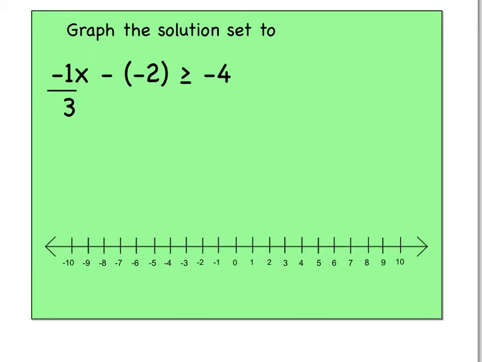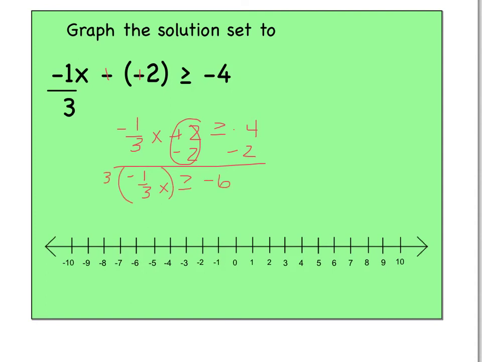The next one I want to rewrite because I see the subtracting a negative, so this one would be negative 1/3 x plus 2 is greater than or equal to negative 4. I'm going to subtract 2 from each side. I get negative 1/3 x is greater than or equal to negative 6. I'm going to multiply by the reciprocal. This cancels off. When I multiply by a negative, what do I have to do? I've got to change my sign, so it's going to be a less than or equal to.